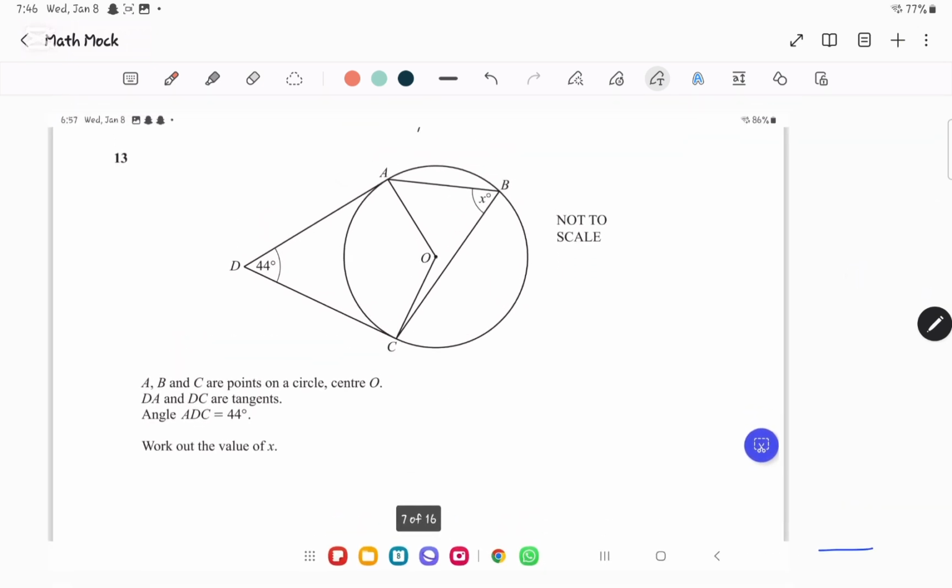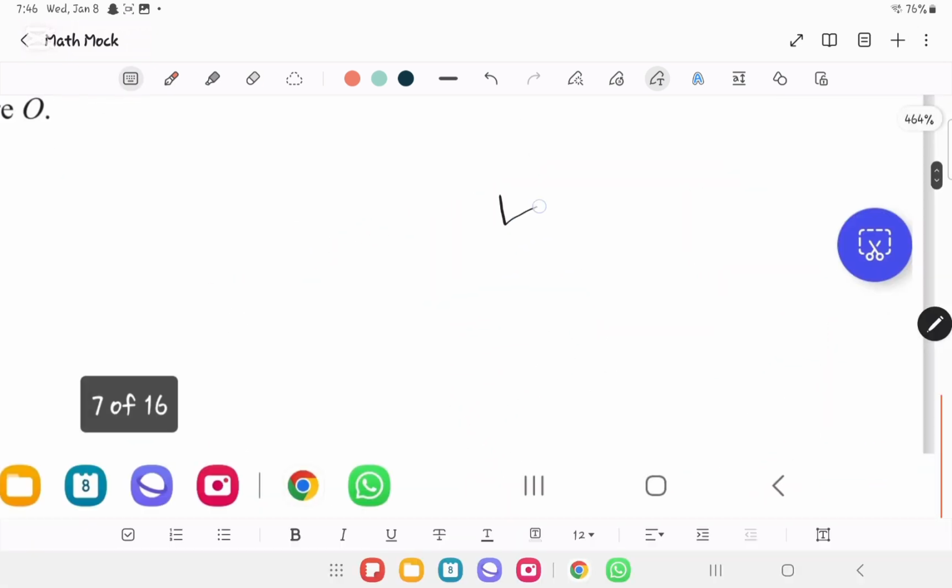They told us A, B, C, and D are points on a circle, center O. DA and CA are tangents. That means what? That means this is perpendicular.